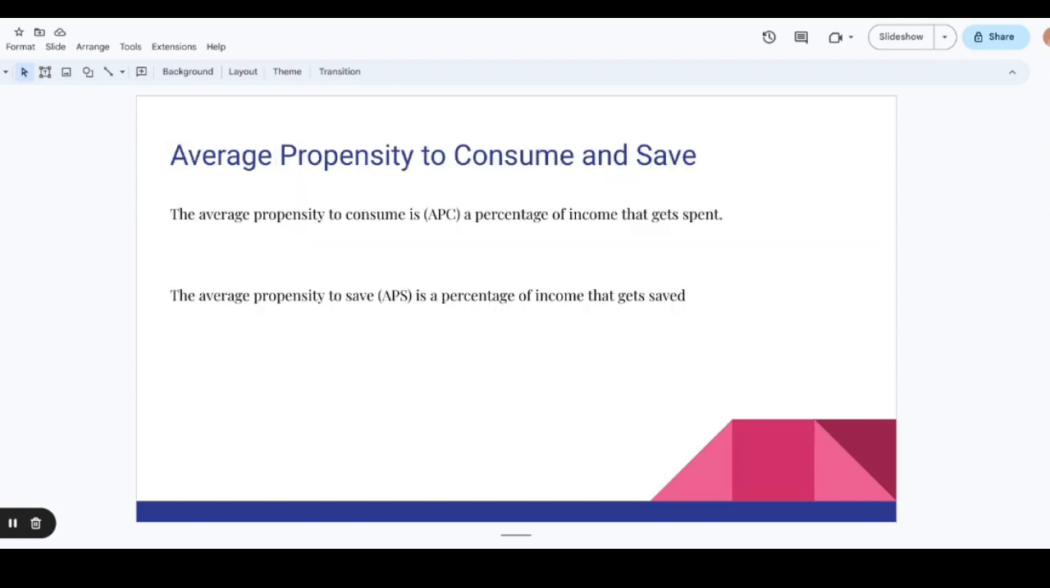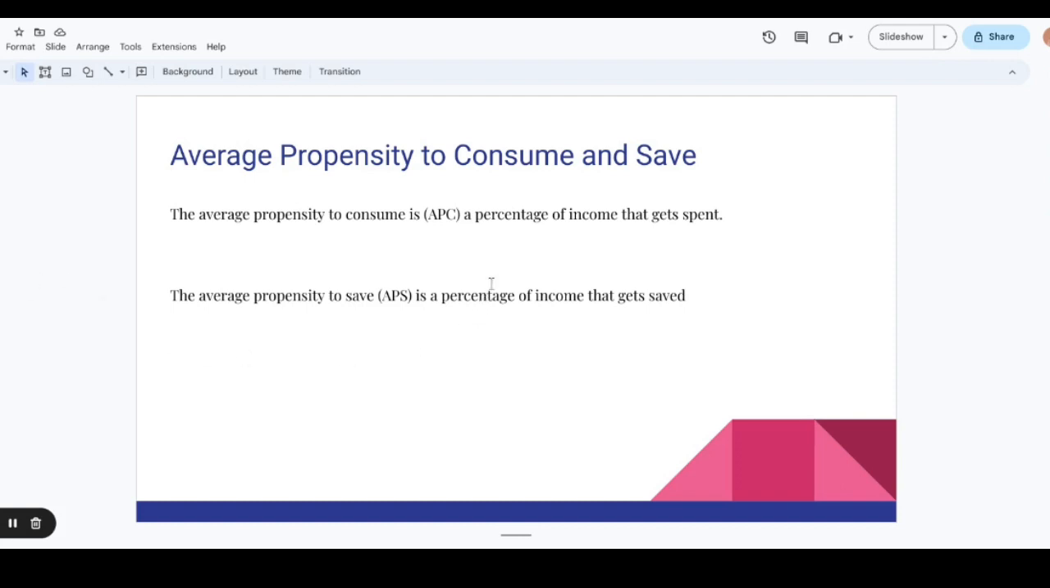So, all right. Now we're going to look at the average propensity to consume and save. The average propensity to consume, APC, is the percentage of income that gets spent, and average propensity to save, APS, is the percentage of income that gets saved. So it would be consumption over income times 100, and savings divided by income. Yeah, so it's a percentage. So you have to put it in percentage.